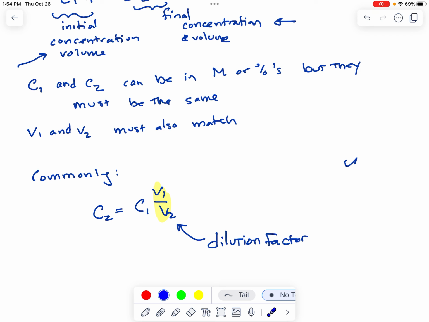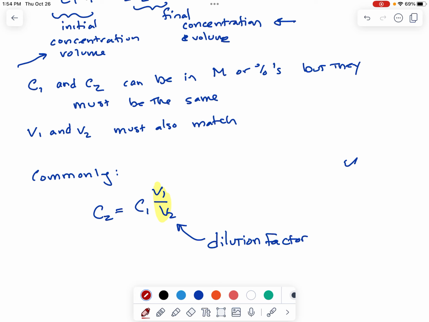Commonly, you will see the rearrangement of this equation into this form where you're calculating a final concentration and using a starting concentration and a starting volume of the concentrated solution and then diluting it to some volume. And this highlighted portion, that is called a dilution factor.